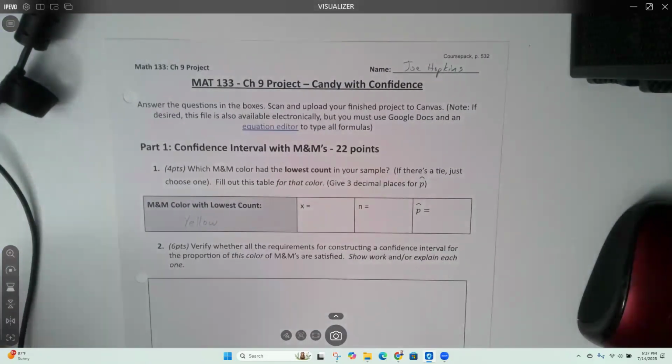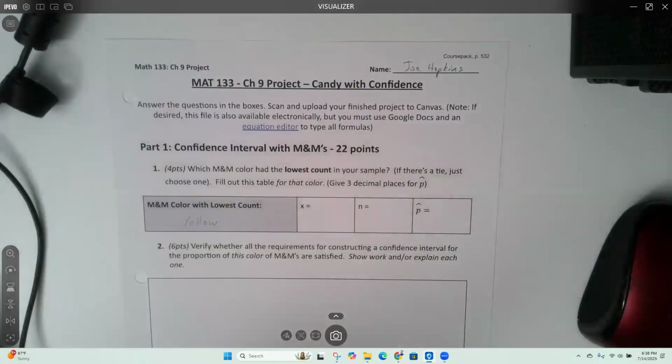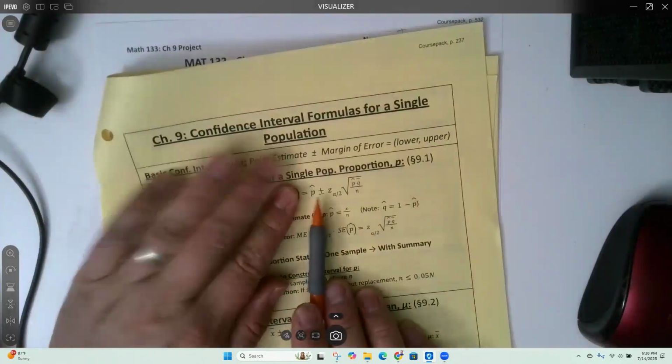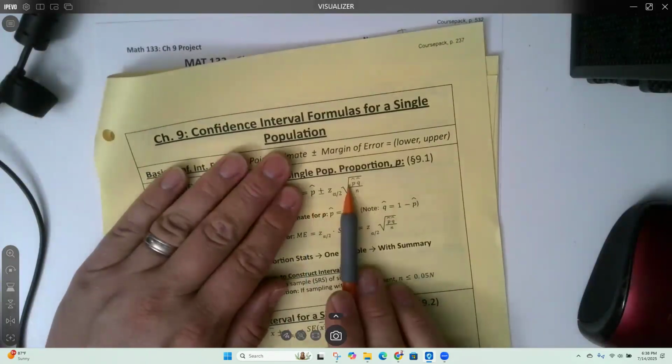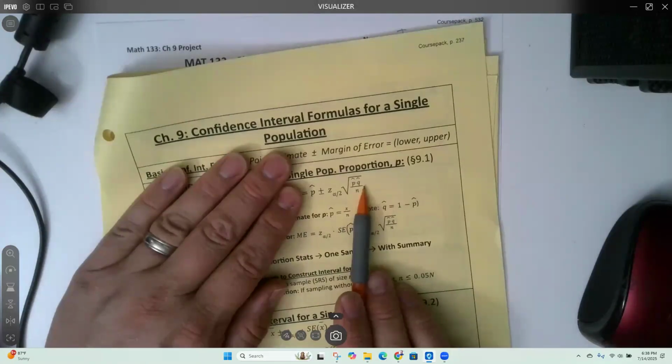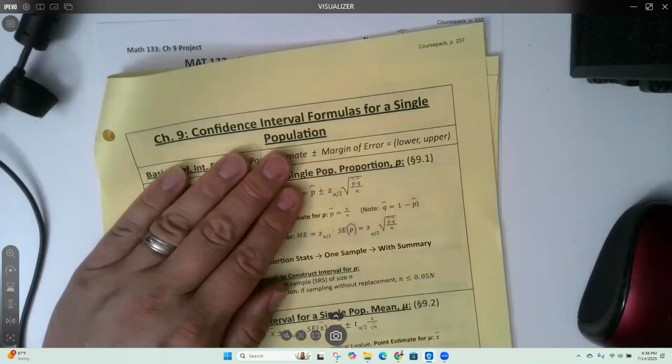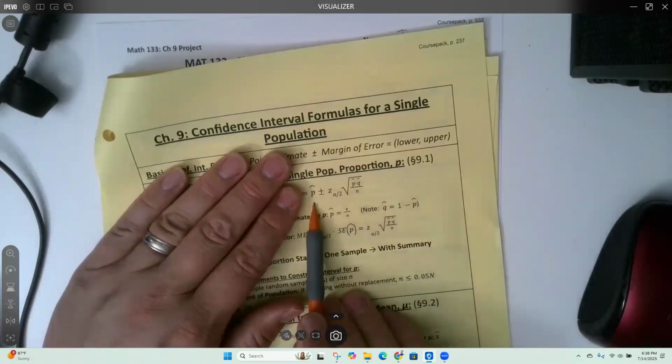Where's my confidence interval? So it's right here. Okay. So my p hat plus or minus my z value times the square root of p hat times q hat over n. Now, if you have a 0, then that means that your p hat is going to be 0.